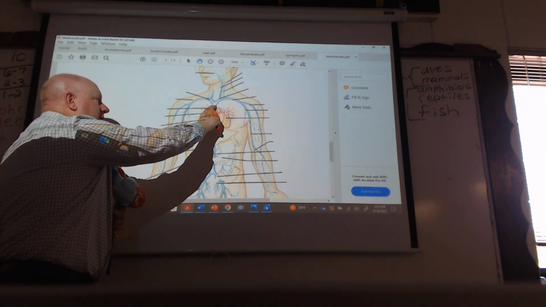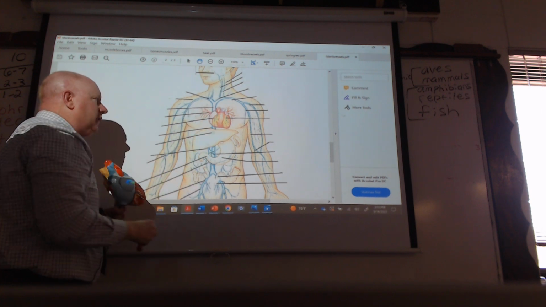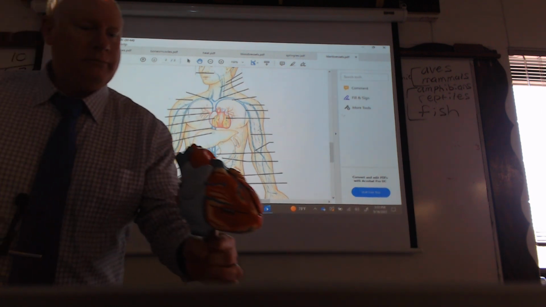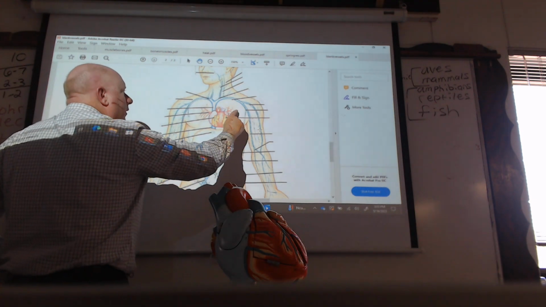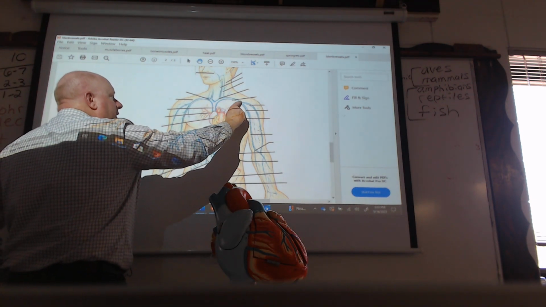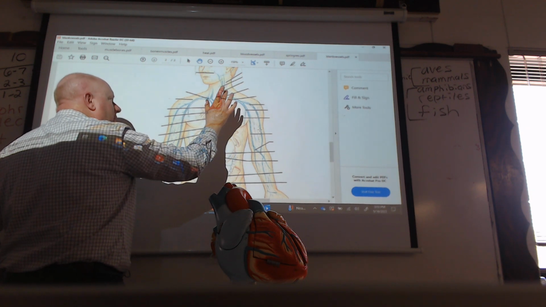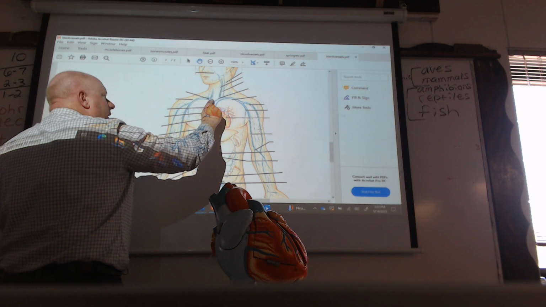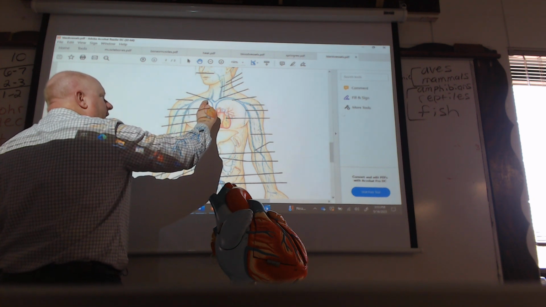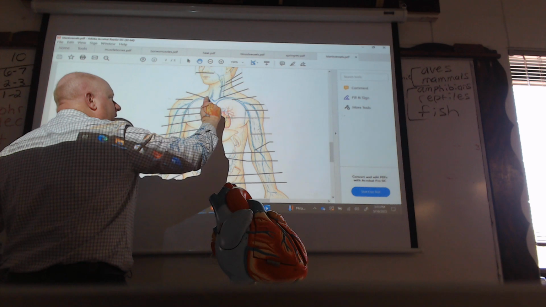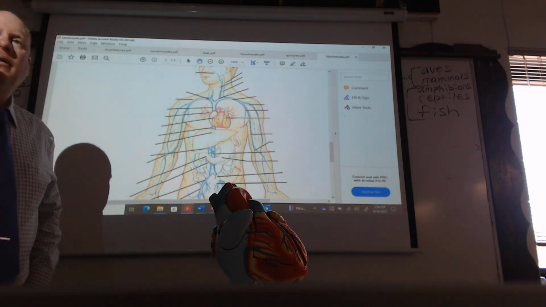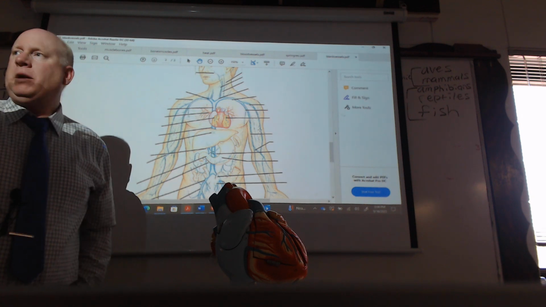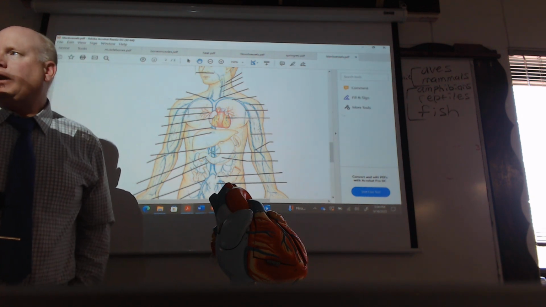this is the what then? Superior vena cava. Okay? Then, arteries and veins are just a little bit different. This is a brachiocephalic, this is a brachiocephalic, but they're not arteries. Those are what? Veins. Like I said, they follow a similar path, but they're not identical in names.